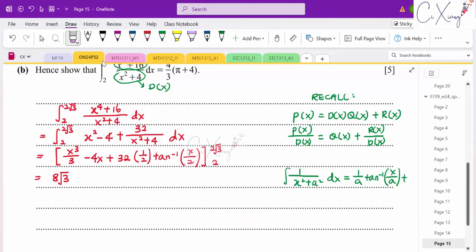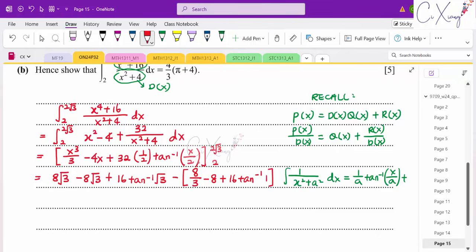Okay, then after that, substitute 2√3 into negative 4x. So you should have negative 8√3. Then this one, 32 over 2 is 16. Okay, then tangent inverse 2√3 over 2. So I'm having √3. Okay, then now I want to substitute the value 2. Substitute 2, you'll be having 8 over 3 minus 8 plus 16 tangent inverse 1.